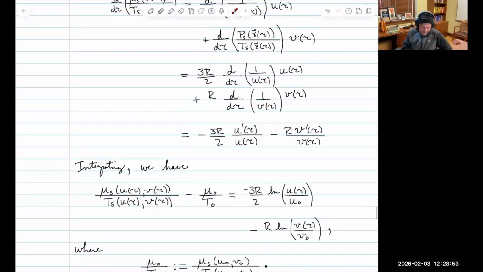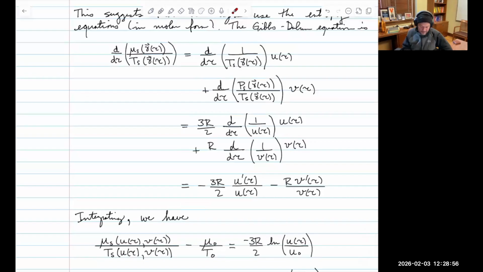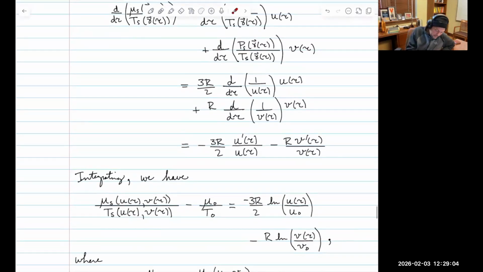But again, this is a perfect derivative here, right? This is a perfect derivative of what? It's a derivative of a log. So remember, if I take the log, how do we do this? We take d d tau of log U of tau. It's going to be 1 over U of tau times U prime of tau, right? No other way. And the same with V.